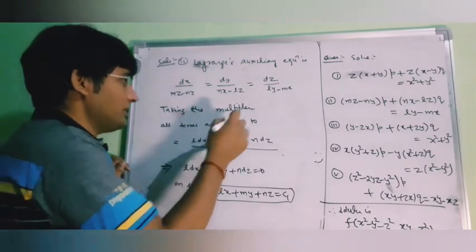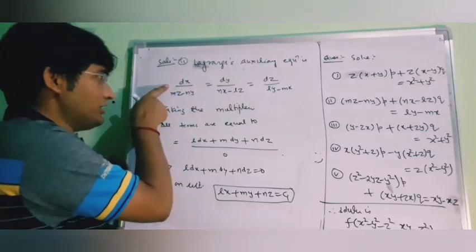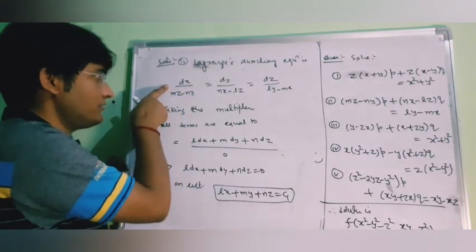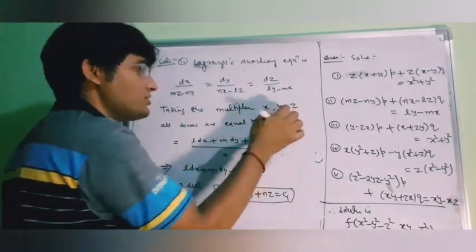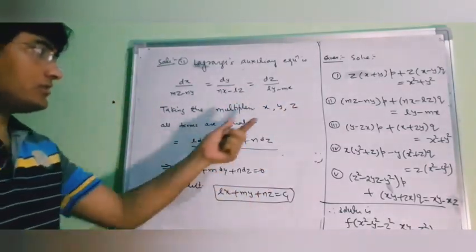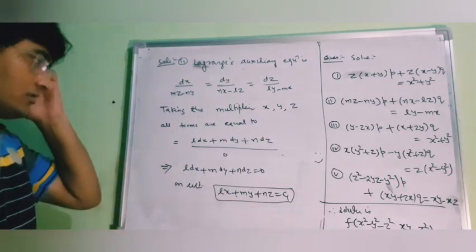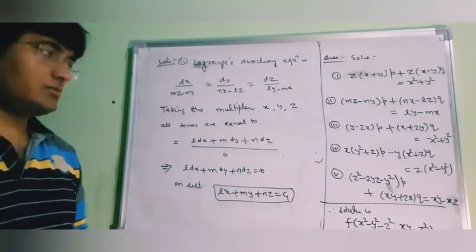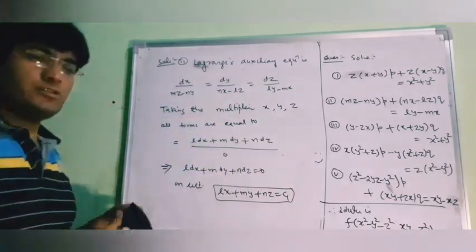Now suppose that the multipliers are, let us multiply this term by x and this one by y and this one by z. This is just a trial. I am not sure whether this will work or not. You just have to guess it. If it works, then it is good. If it does not work, then you will have to change the multiplier.